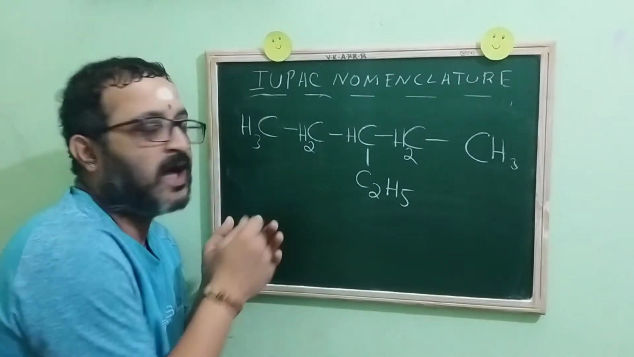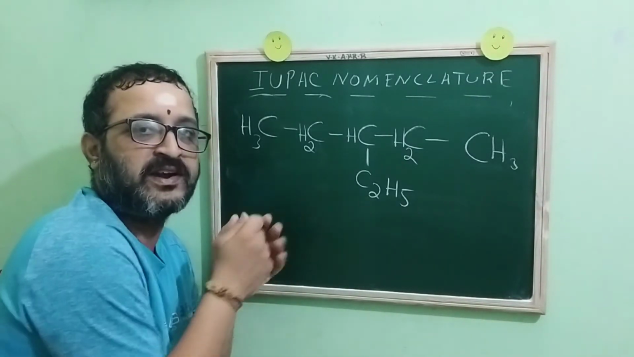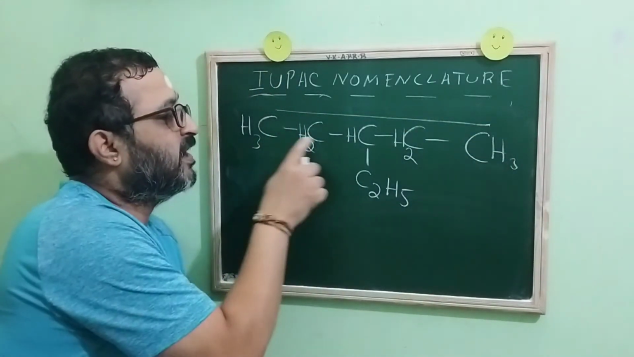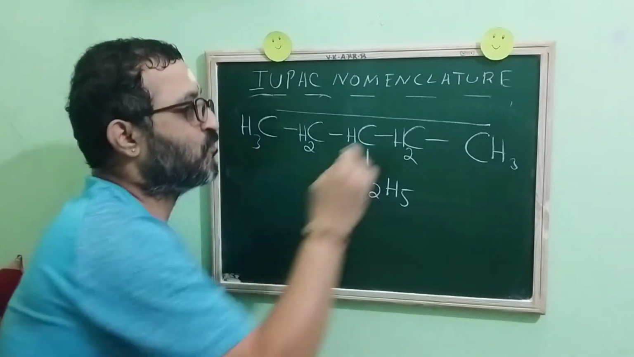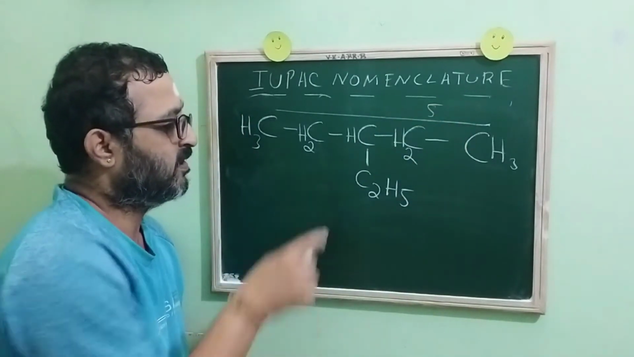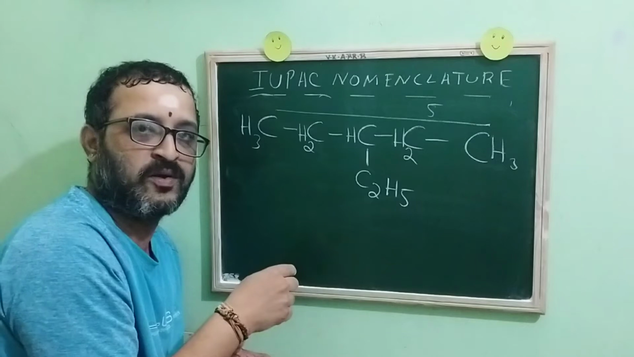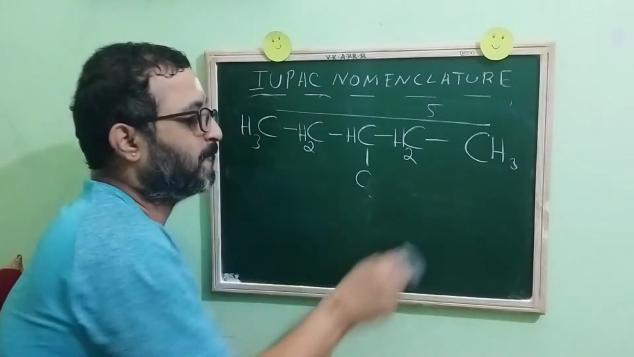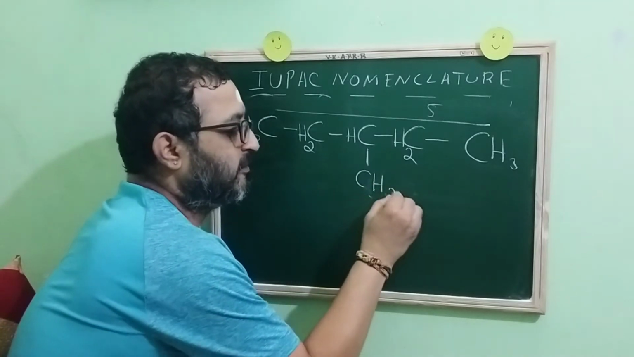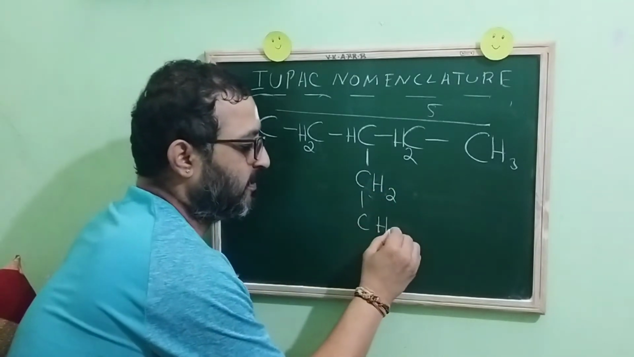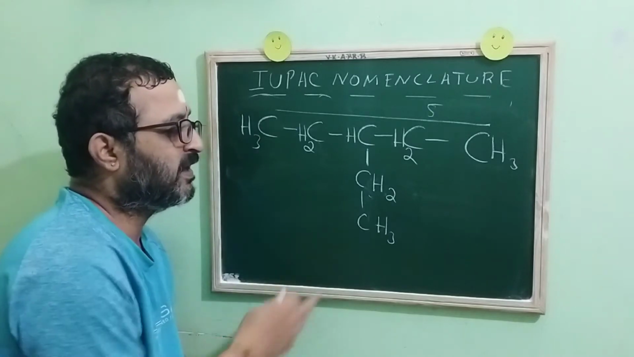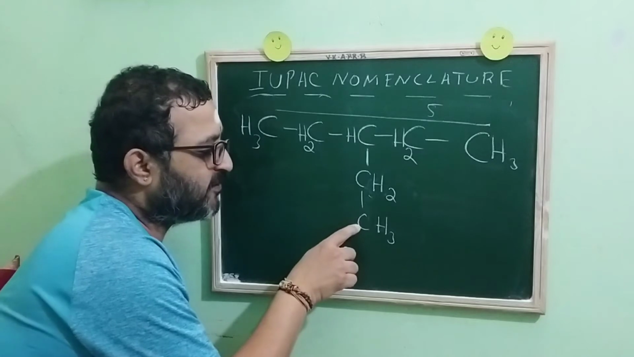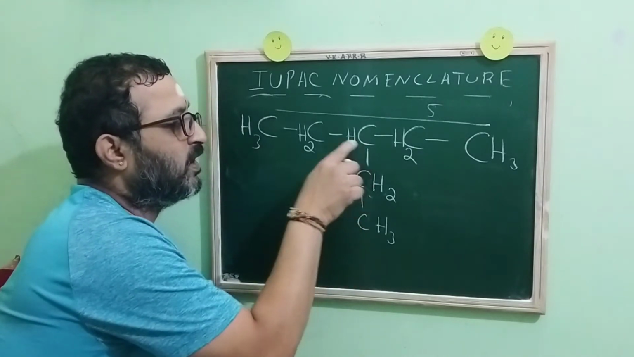This is the next compound. Now, how to name this compound? As usual, we have to identify the parent chain. Suppose I consider the straight chain as the parent chain, it has how many carbon atoms? 5, right? Then here we have C2H5. As you know, C2H5 can be written as what, children? It can be written as CH2 and what, children? CH3. Now, children, is it necessary to split or not? We'll see.